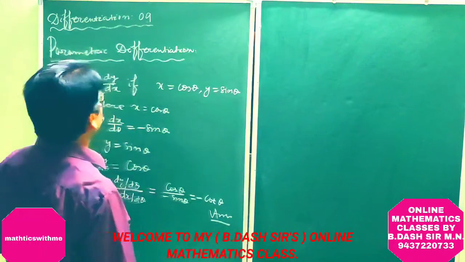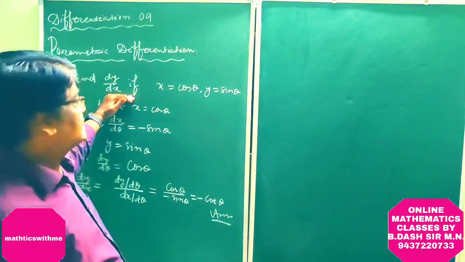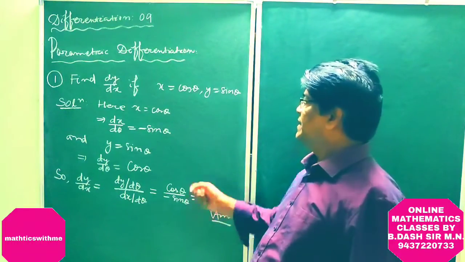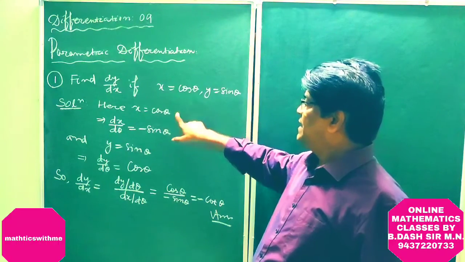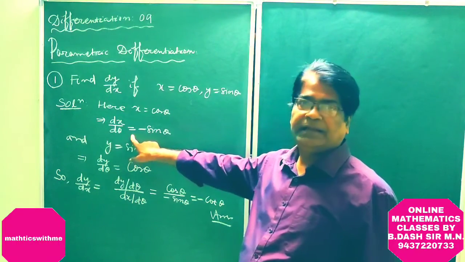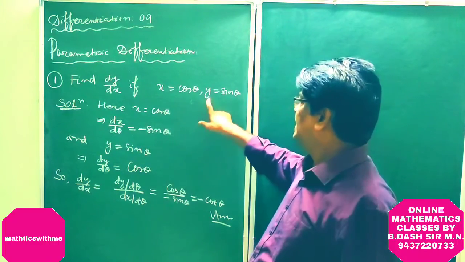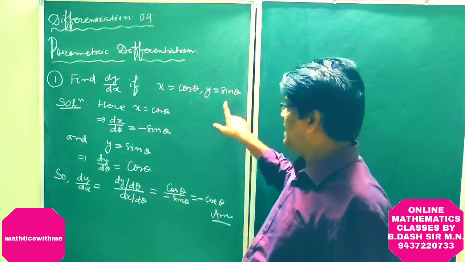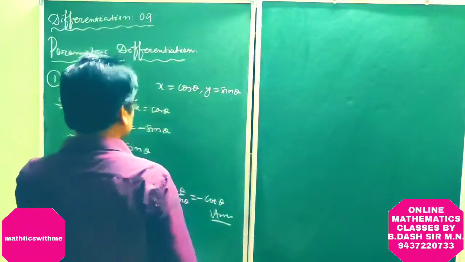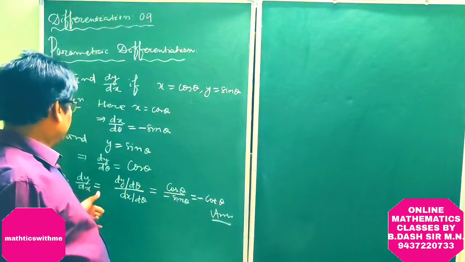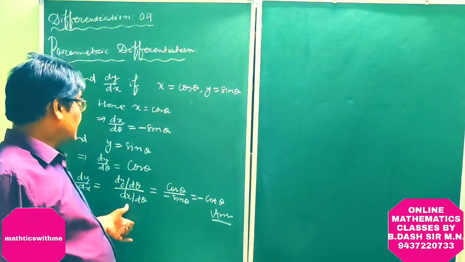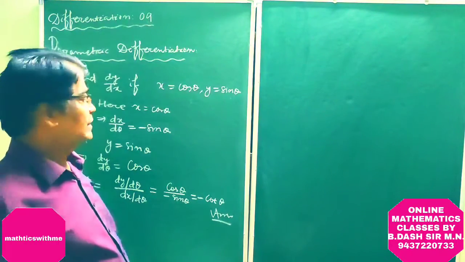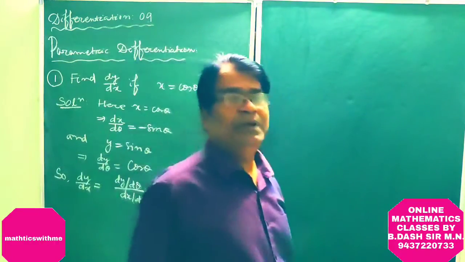So in this question, we have to find dy by dx. x is equal to cos theta, y is equal to sin theta, is given. So x is a function of theta. Now we have to find dx by d theta, which is equal to minus sin theta. y is equal to sin theta, that means y is a function of theta. Now dy by d theta is equal to cos theta. Now dy by dx is equal to dy by d theta divided by dx by d theta, which is equal to minus cos theta by sin theta, which is equal to minus cot theta. Answer. So our first problem is solved.